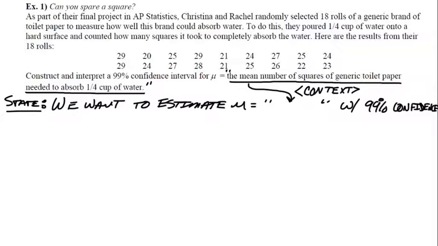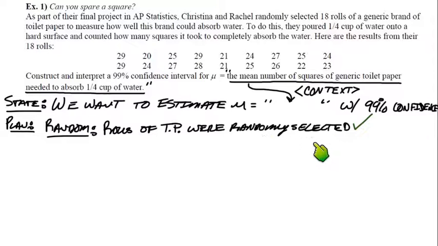So in this example, we're just going to keep it short and sweet. Draw the arrow, boom. For the plan step, the randomness condition is good because it says right there, the rolls of toilet paper were randomly selected, so check mark, done.